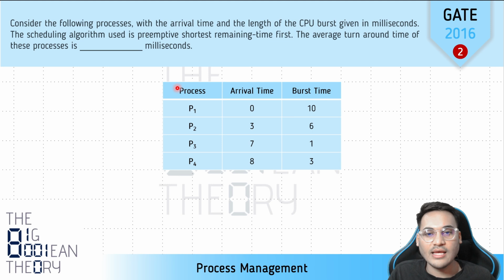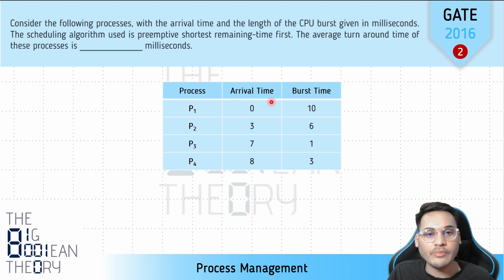So this is a table, as you can see, which has the information about the processes that are there in the system. There are 4 processes: P1, P2, P3 and P4, and these are the arrival times. These are in milliseconds. Now the scheduling algorithm used is preemptive shortest remaining time first, and the question is asking for the average turnaround time of these processes in milliseconds.